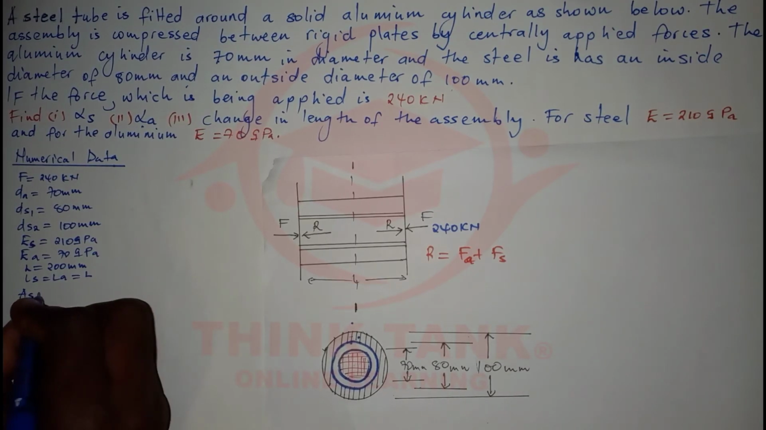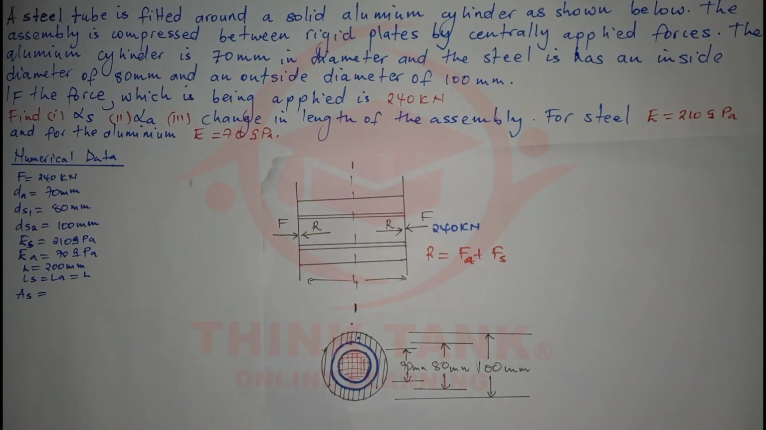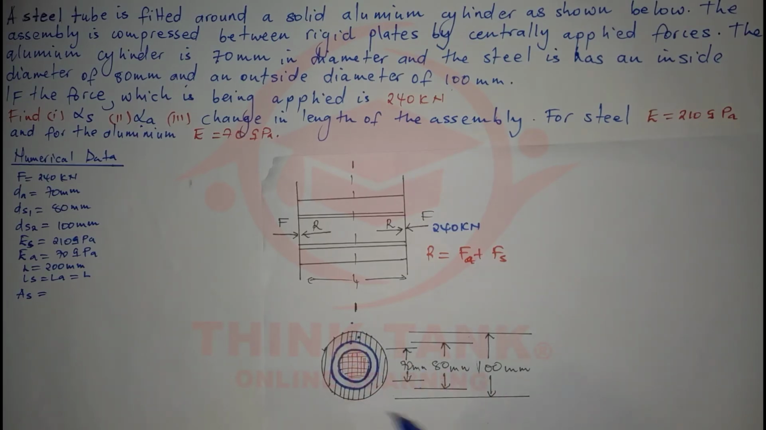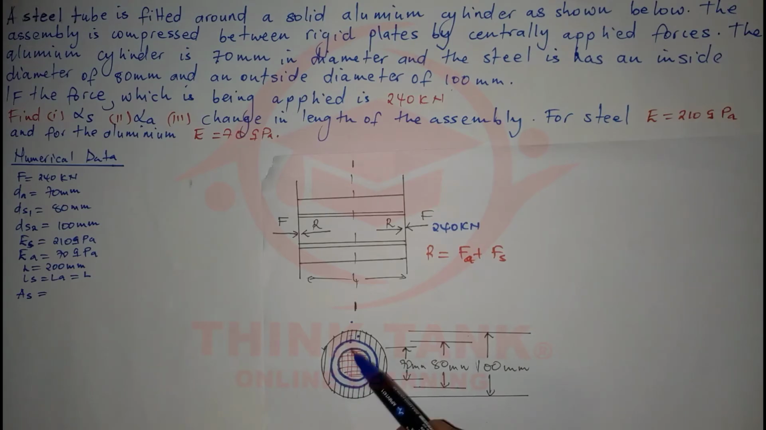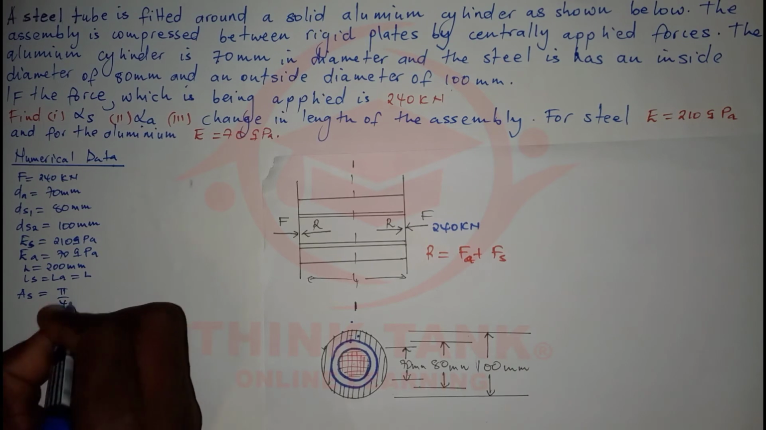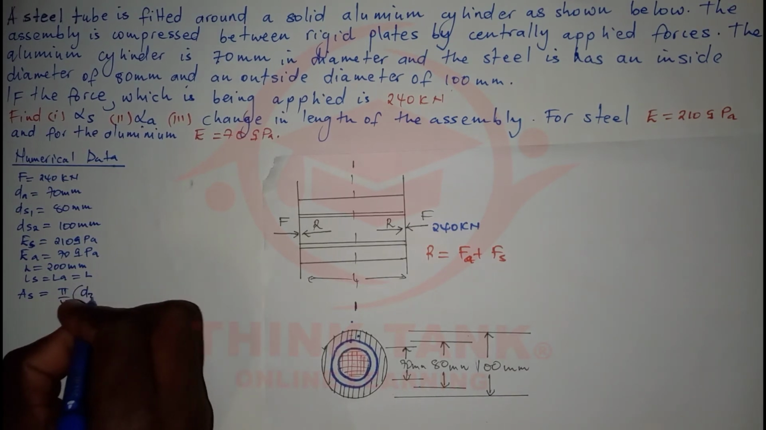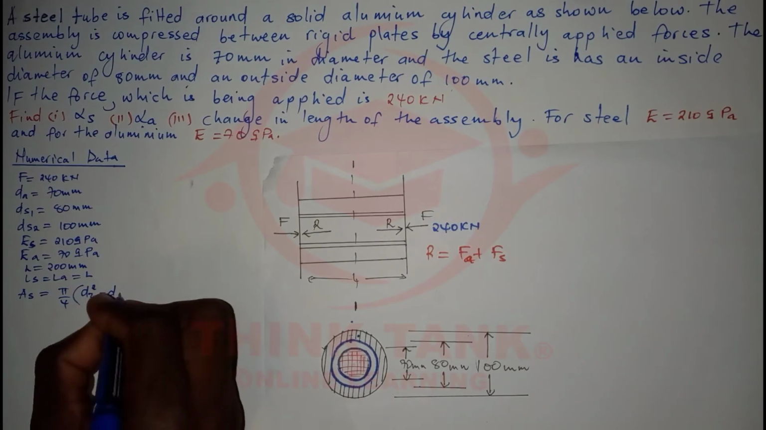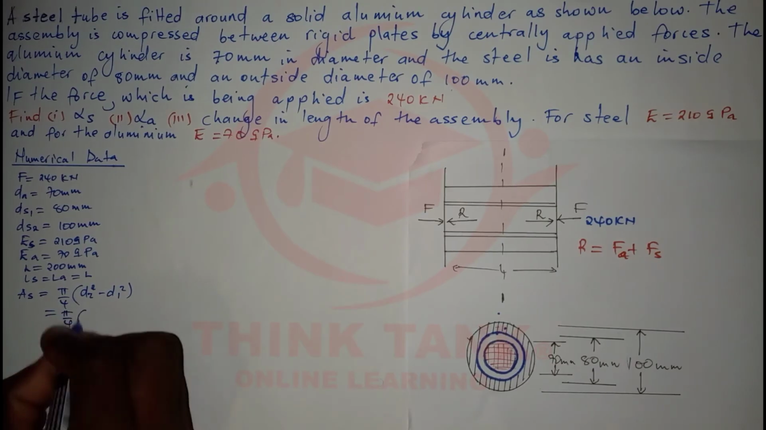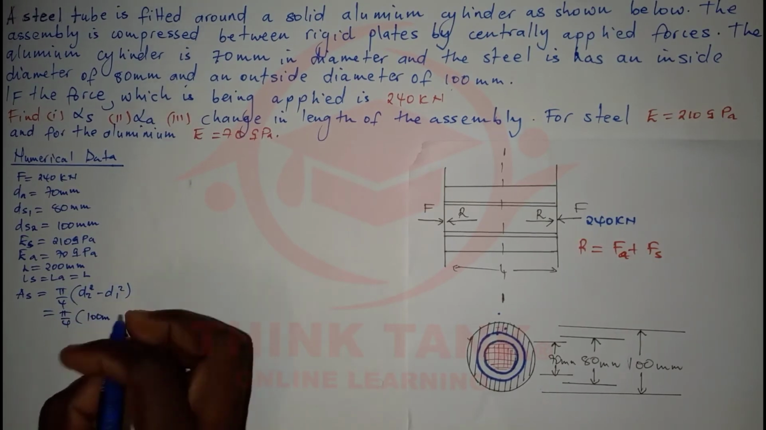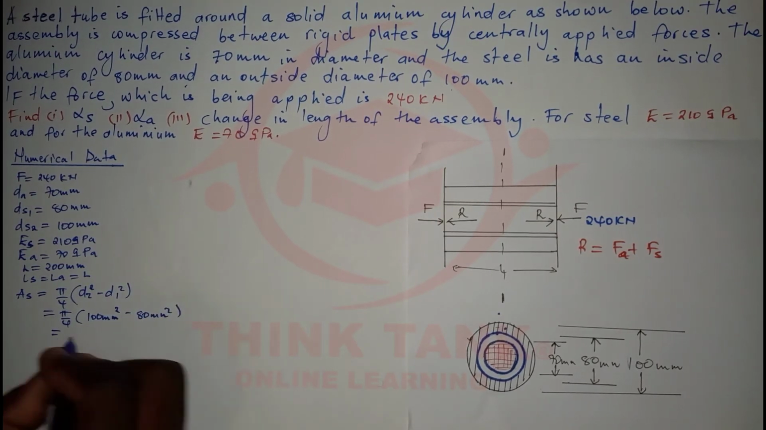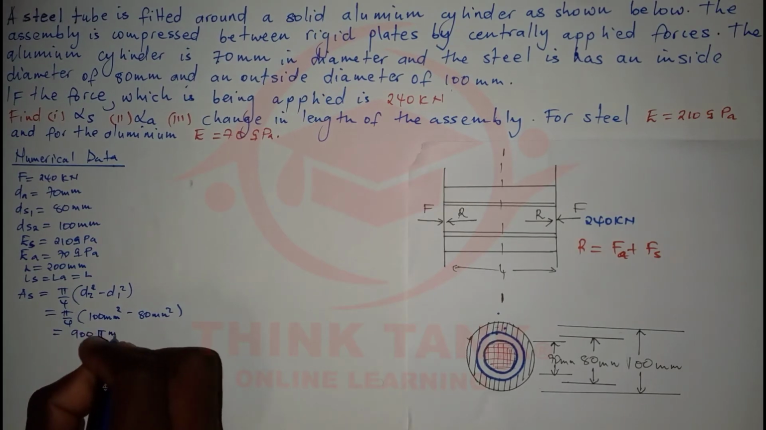So let's start by finding the area of the steel. The area of the steel is going to be the area of the whole circle minus the area of the inner region, so I'm going to deduct these two areas. It's pi r squared, but in this case I'm given the diameter, so it's pi over 4 times d2 squared minus d1 squared. That's pi over 4 times 100 millimeters squared minus 80 millimeters squared. If we do that, we get 900 pi millimeters squared.